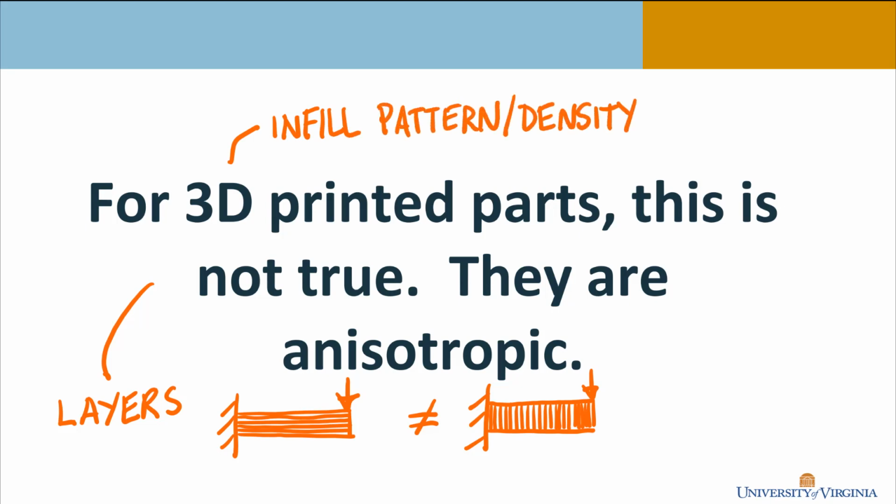And then secondly, the infill patterns you can choose on a 3D printed part. Is it solid? Does it have different infill patterns? And then the density of that pattern. And that's going to change the material properties of the part also, in a way that, for the same load, you could have two different infill patterns, and one would fail at a different point than the other.